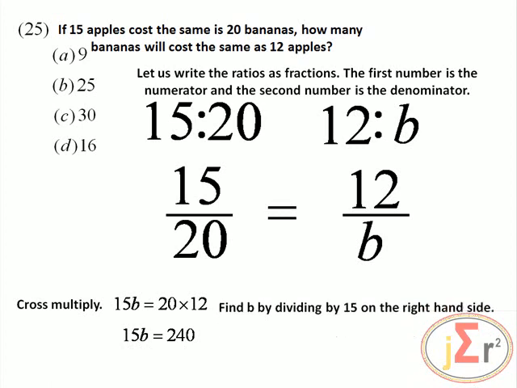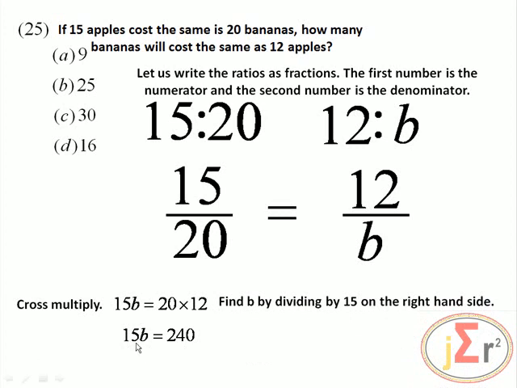So what do we say now? Find B by dividing by 15 on the right-hand side. So this 15B that we have here means 15 multiplied by B. Because we are multiplying 15 by B on the left-hand side, we therefore need to divide on the right-hand side in order to find our answer.